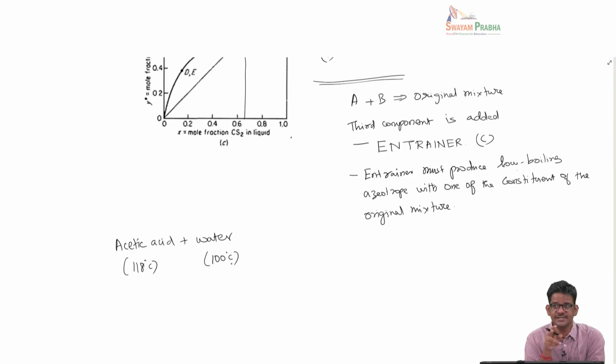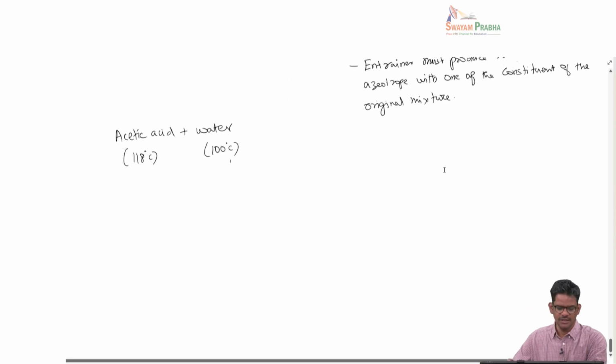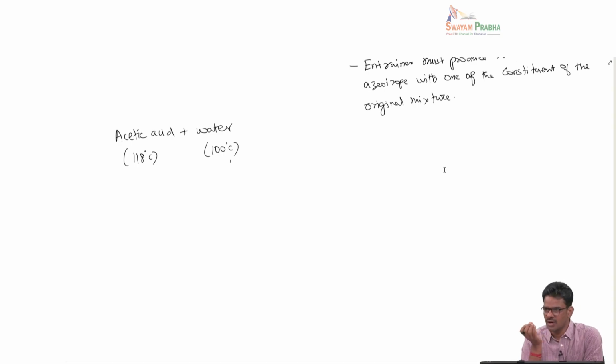However, the relative volatility alpha is not very different from 1. It's very close to 1. So this points to the reason that I mentioned here, that there are mixtures which are not azeotropic, but may have alpha very small. So if you try to produce an acetic acid water mixture and separate it to the purity that you want, the number of stages that you need in an ordinary distillation will be very huge.